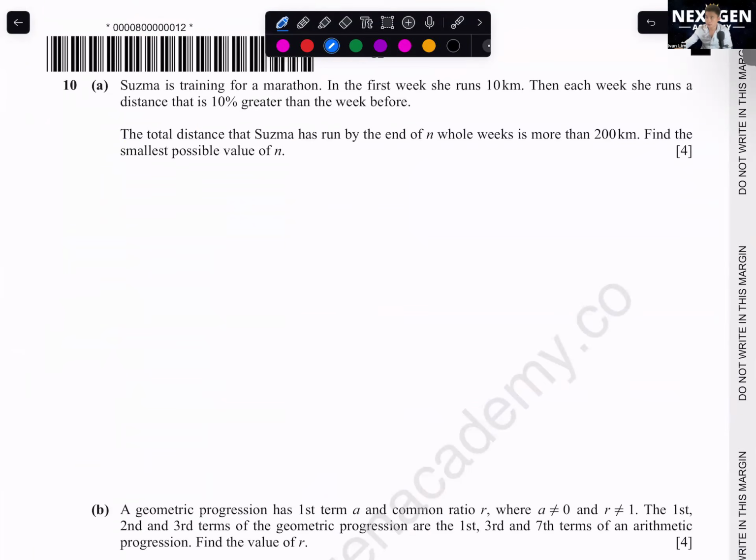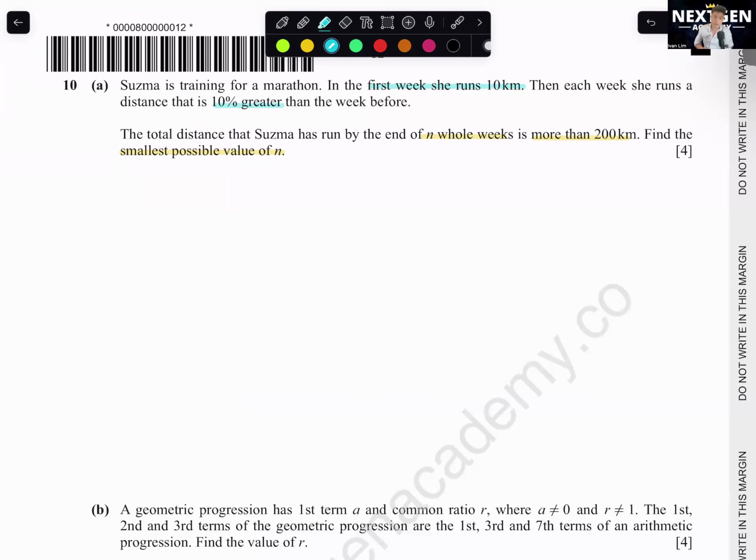Okay, let's see. 10A. Susma is training for a marathon. In the first week, she runs 10 km. Then each week, she runs a distance that is 10% greater than the week before. The total distance that Susma has run by the end of n whole weeks is more than 200 km. Find the smallest possible value of n. Okay, they give us these two pieces of information. First week is 10 km, then 10% greater.